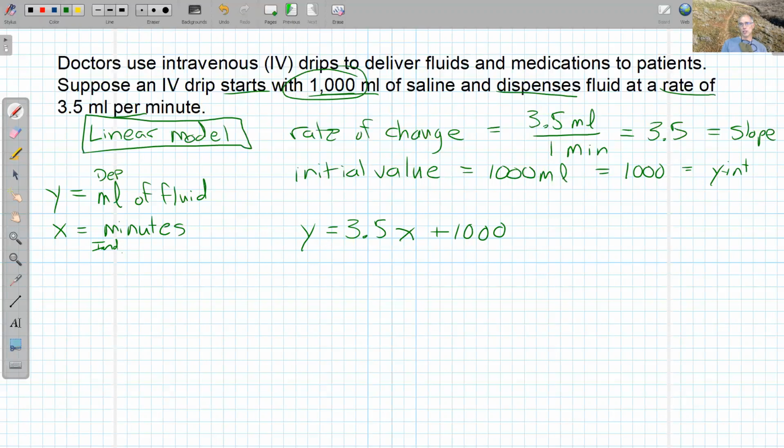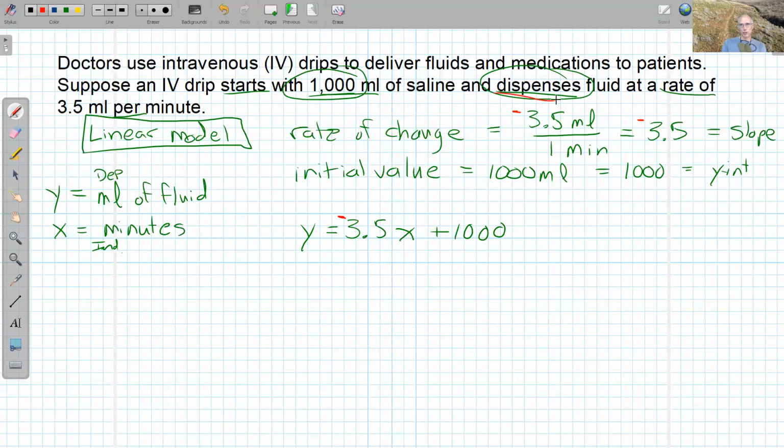Now, right away thinking about this, I see I have a slight problem because we're starting with 1,000 and we're dispensing. I don't think I've dealt with the dispense part. What does that mean? Well, that means the bag of fluid is losing fluid. So this is actually dropping, so that should be a negative. Otherwise, if we're adding a positive amount each minute, that means we're putting fluid into the bag instead of into the person. Okay, so that's a little weird. So that should be a negative 3.5.